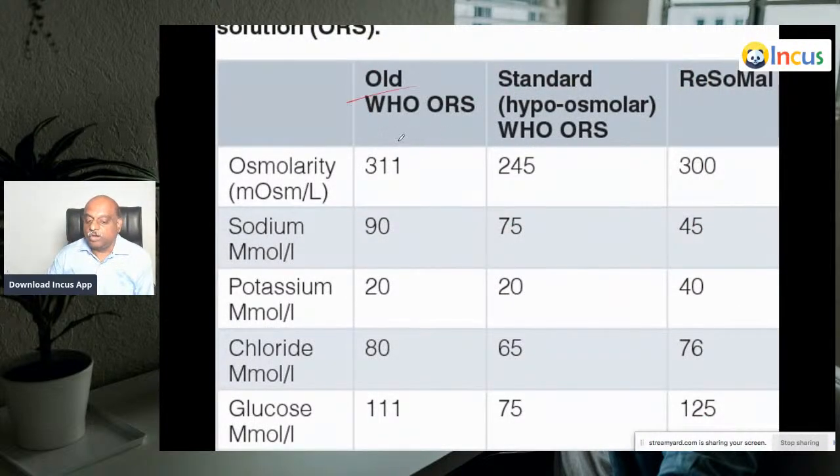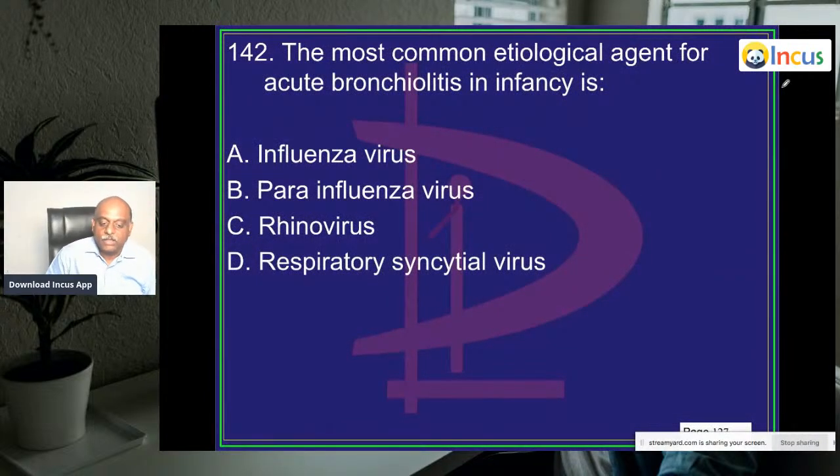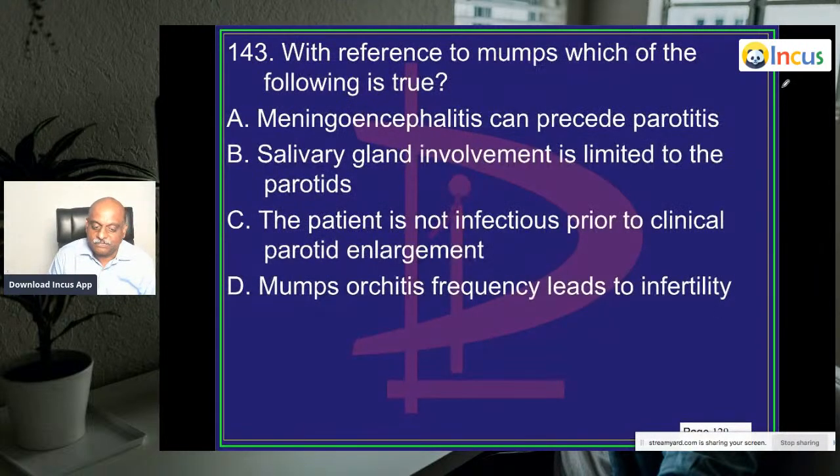Old ORS, standard hypoosmolar WHO ORS versus resomal. Ek photo le lo, pocket mein rakho, kal ke exam ke liye. The most common etiological agent for acute bronchiolitis in infancy, RSV, respiratory syncytial virus.